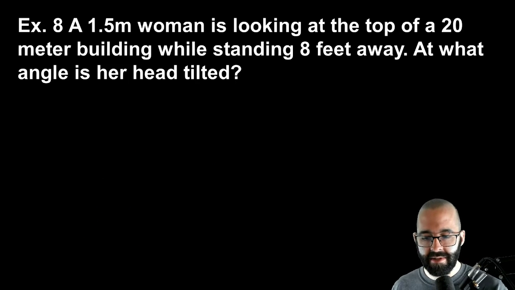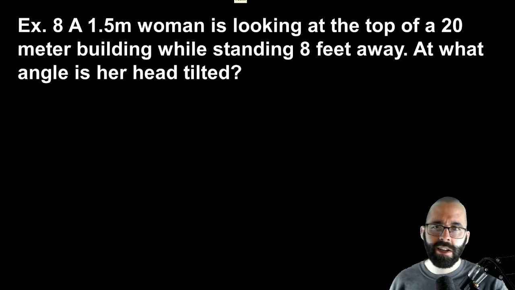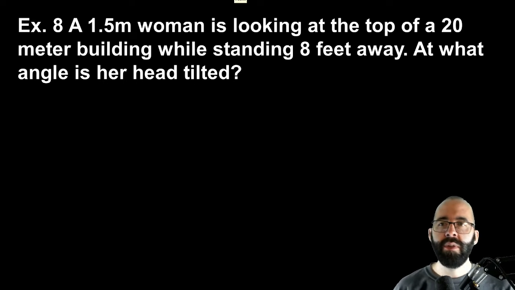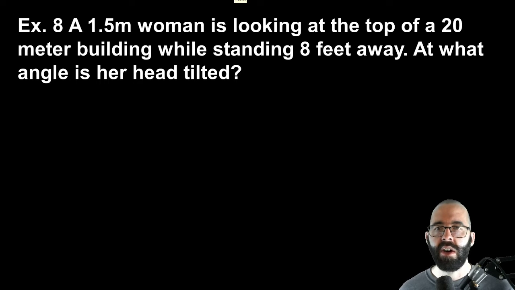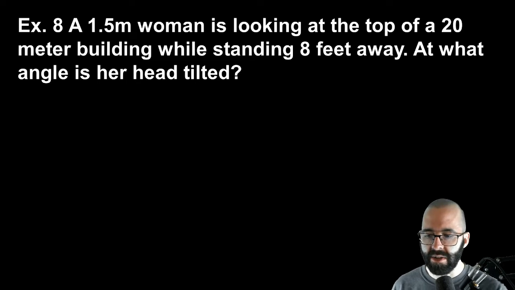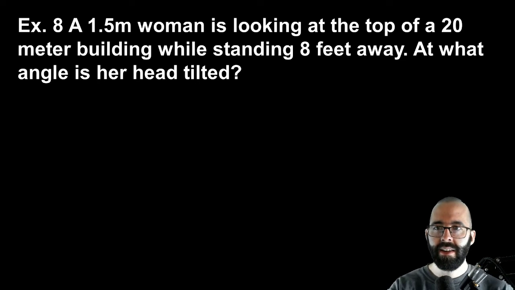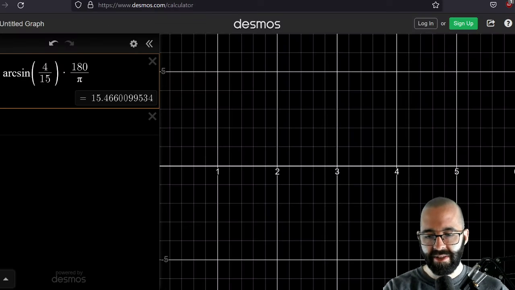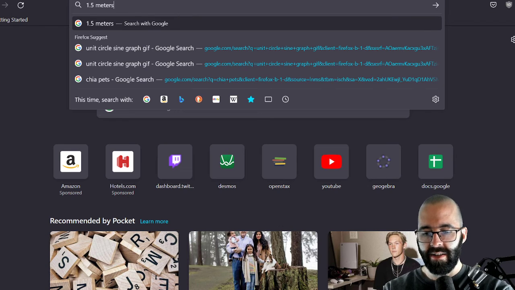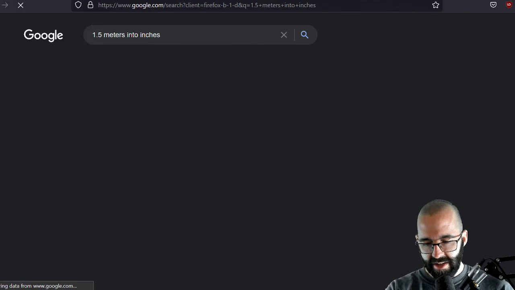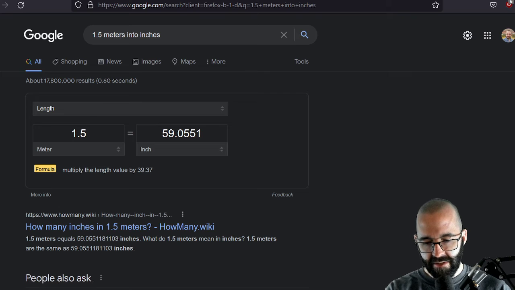That's it. Example 8 is a little trickier, but not much. We have a woman who's 1.5 meters tall, and she's looking at the top of a 20-meter building while standing 8 meters away. What angle is her head tilted at? Wait, how much is 1.5 meters? About... oh, that's pretty short. All right, that's fine.